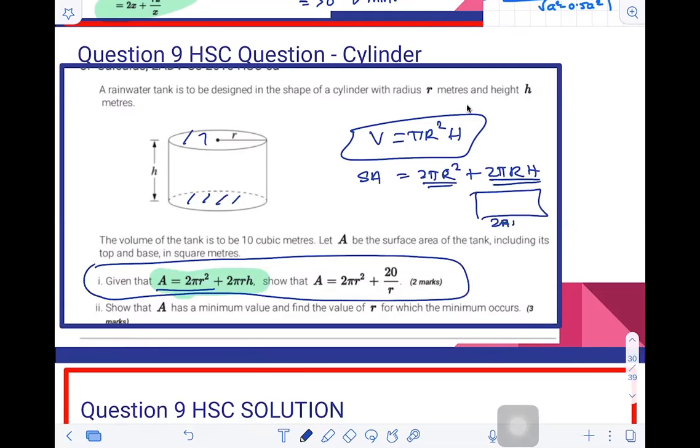and the 2 pi r h would be 2 pi r times h, because 2 pi r is like the circumference of the circle that goes around there. So they kind of match up. All right, so given that, we want to show that the area is equal to that.